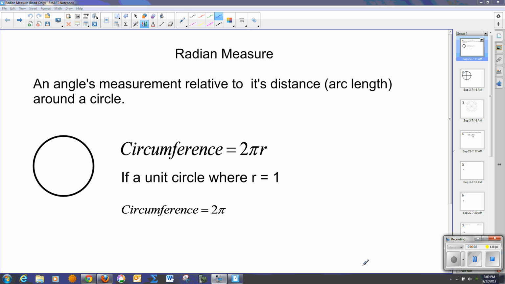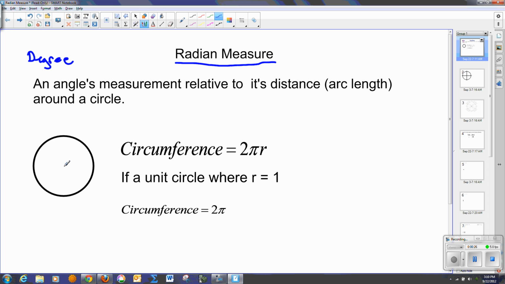Today we shift gears, and rather than talking about triangles, we're going to talk about angle measurements. What we've been used to looking at are degree measures. And today we're going to discuss a new type of angle measurement called a radian measure. What a radian measure is, it's the angle's measurement relative to its distance, or arc length if you want to call it that, around a circle.